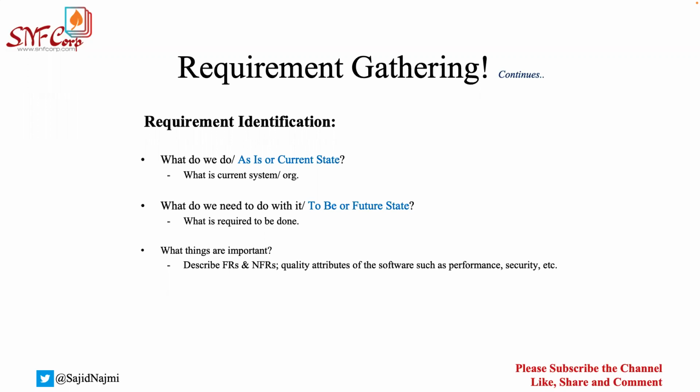What is the required state that has to be done? This is something you have to capture as well. If you fail to capture what is as-is and what is the current state, you may not be able to justify what is to-be and the future state. So both are important for you.